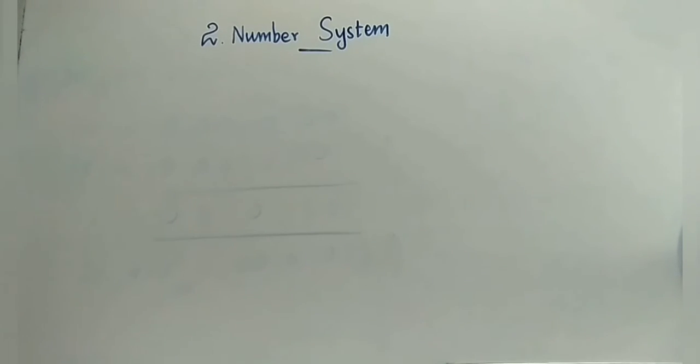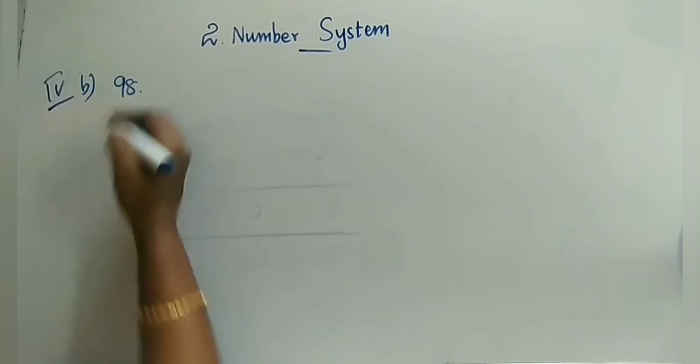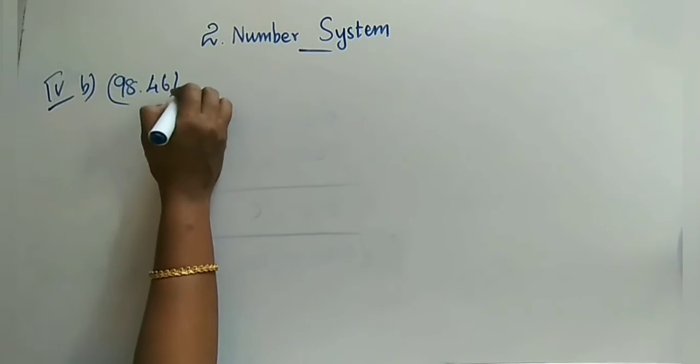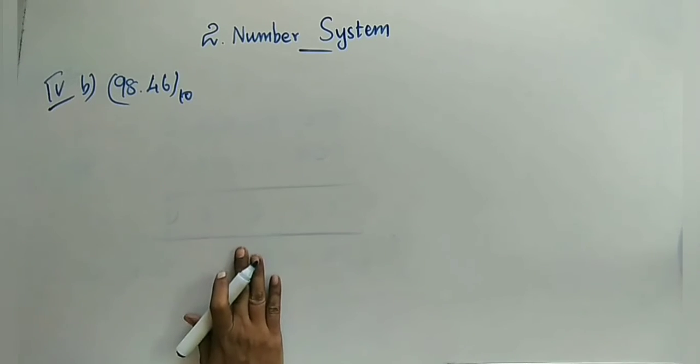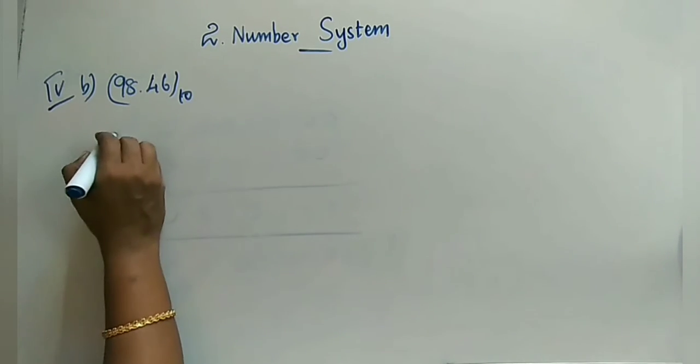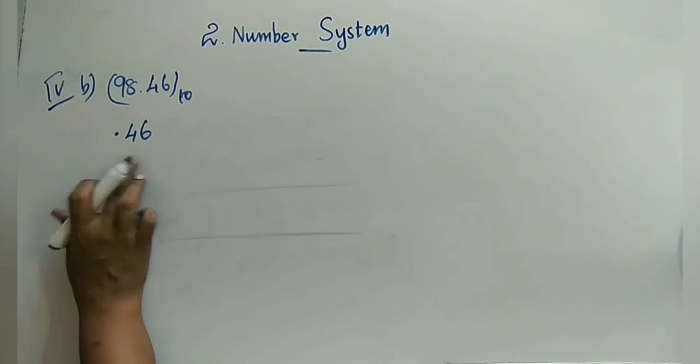A part is a theoretical part. So it is your B part, that is convert 98.46 to the base 10 to binary. Roman letter 4, B part: 98.46 to the base 10. Here you people are having a decimal part and a binary part. First we can go on with the fractional part, that is the digits after the point, 0.46. What do you people have to do?